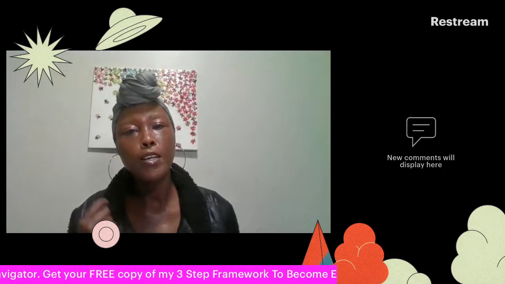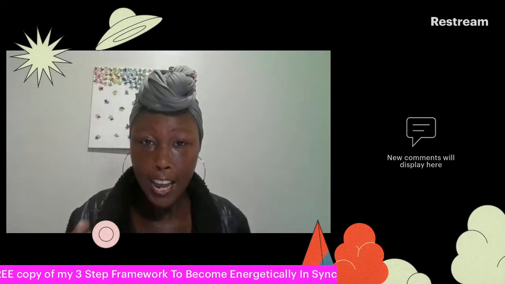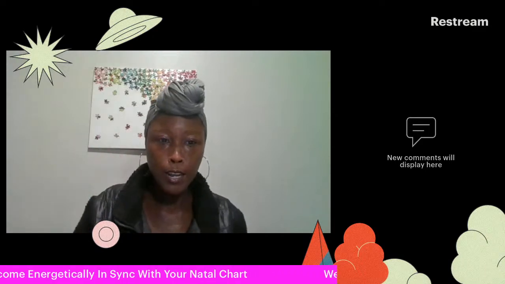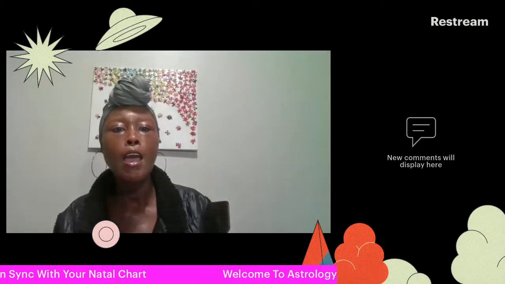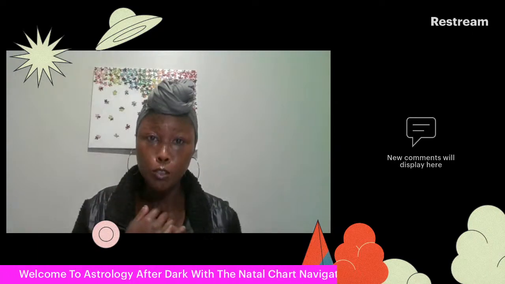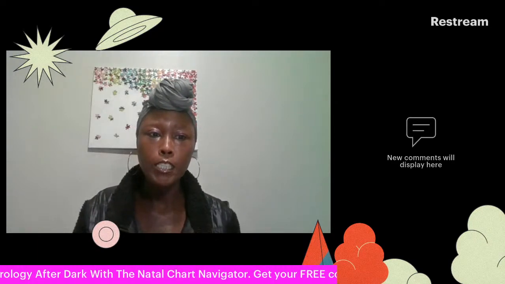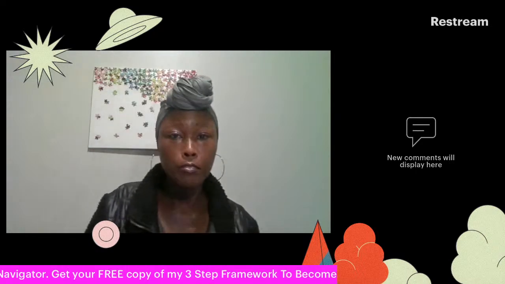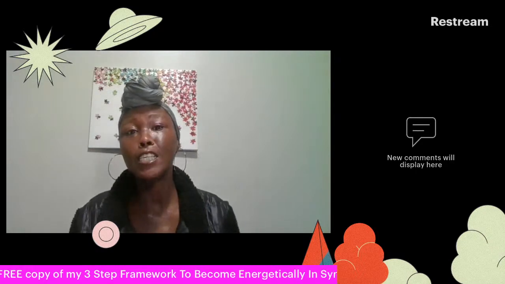And so tonight we are talking about challenging aspects. Okay. So there are like 5 major aspects. But what we're going to be talking about is the squares, oppositions, and conjunctions. Now, we're going to be talking about these with malefic planets, but also just in general.